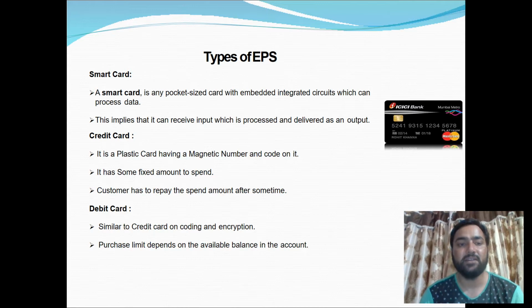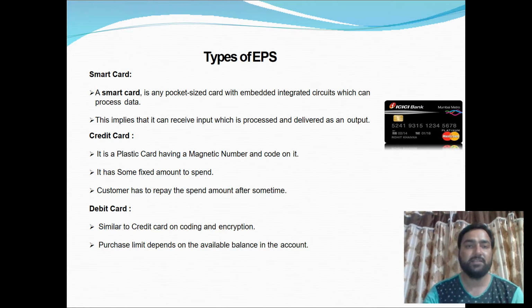So that is credit card, and after making the payments, the bank gets the payment back from the user in equated monthly installments, or some other way, to reimburse the amount that the bank has already given to you. The customer has to repay the spent amount after some time. Whatever you have paid for the goods and services, you have to pay that money back to the bank in fixed installments or equated monthly installments.